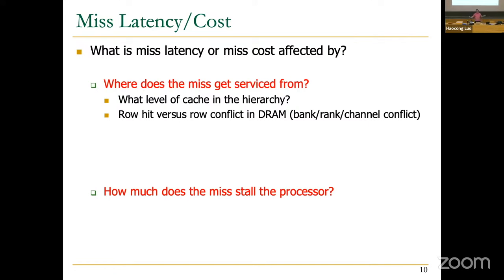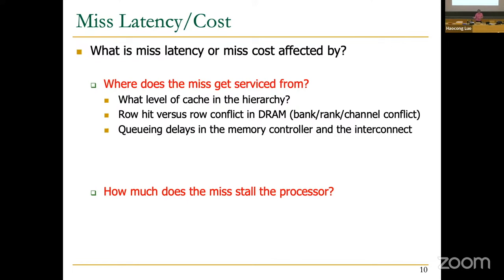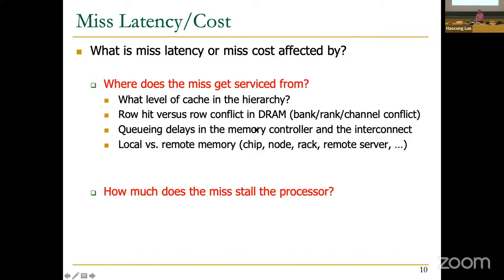So there are different latencies depending on where you hit in the hierarchy, where you hit in the DRAM, whether you get a conflict on the bus, for example, or not. And you can have queuing delays in the memory controller and the interconnects if you're going to a remote memory in the network. So there are actually delays that you experience. These all affect the latency of the miss. And as we discussed, local versus remote memory. Does the miss get serviced from the chip, from the same node, from the same rack, or some remote server, some memory blade, for example, that's far away?